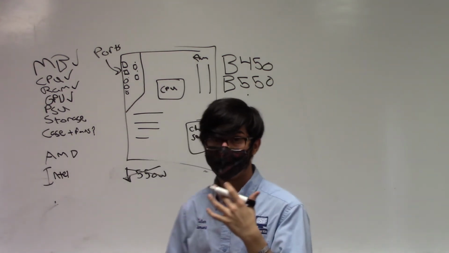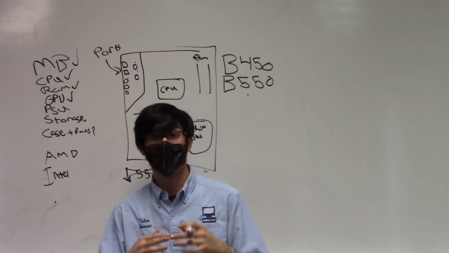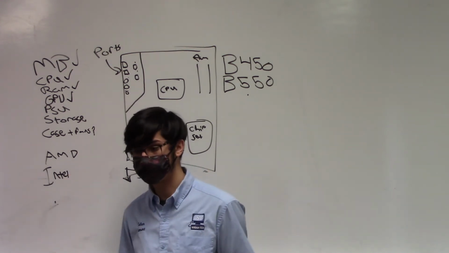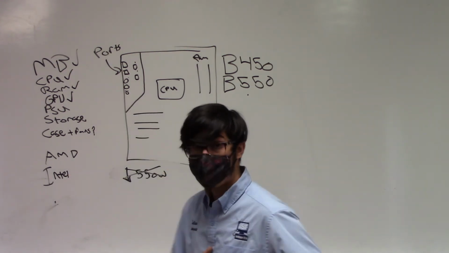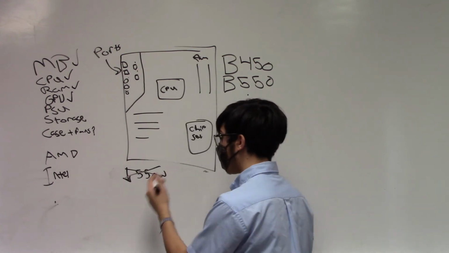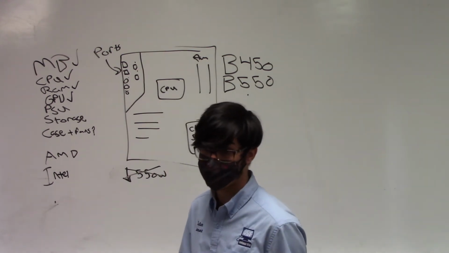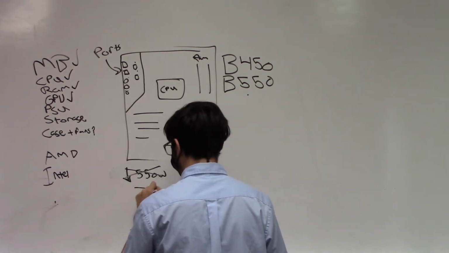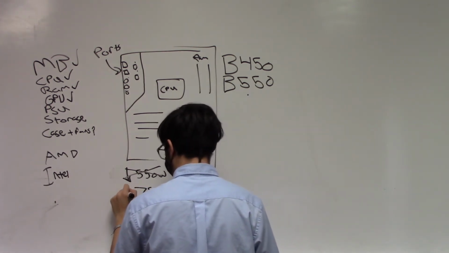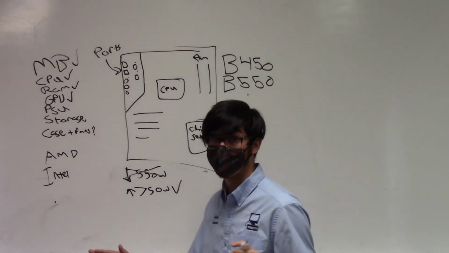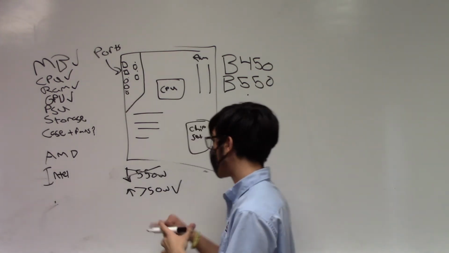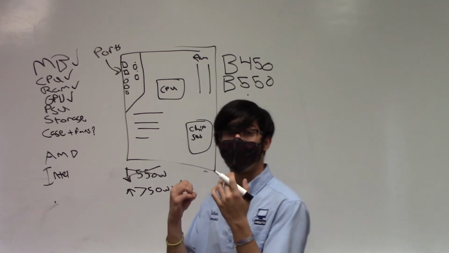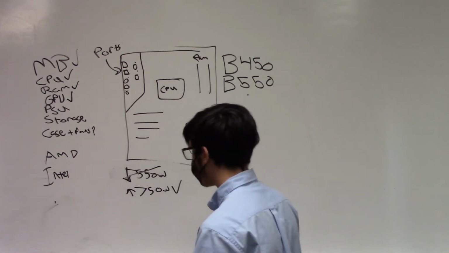Because now that PCs are getting more and more sophisticated and more powerful and more power consuming, 550 won't get you by in 2020 unless you go for old parts. I suggest anything above 750, anything above, you're golden, you're good. Because not only is it going to run everything smoothly, it's going to give you some upgradability in the future.